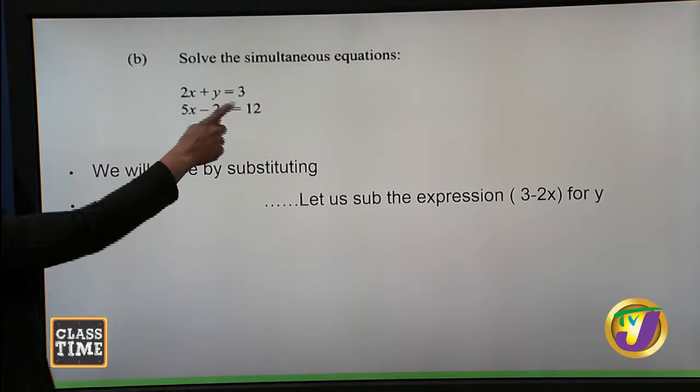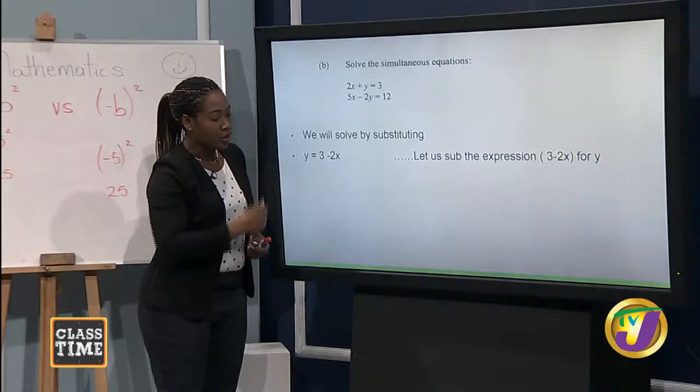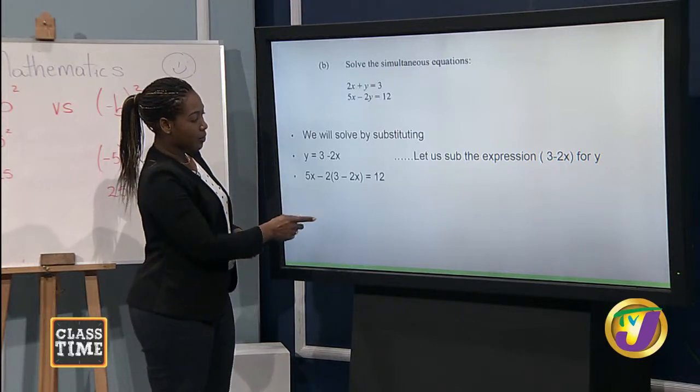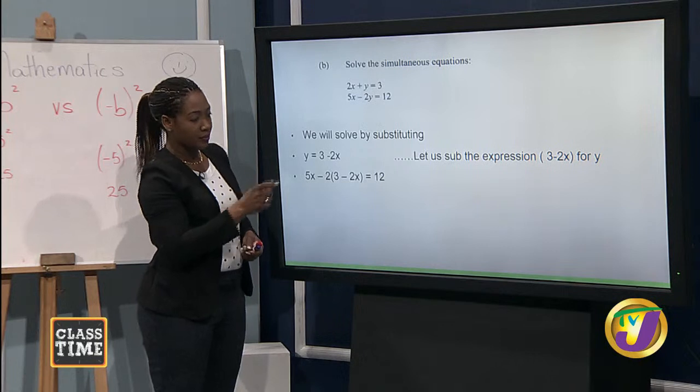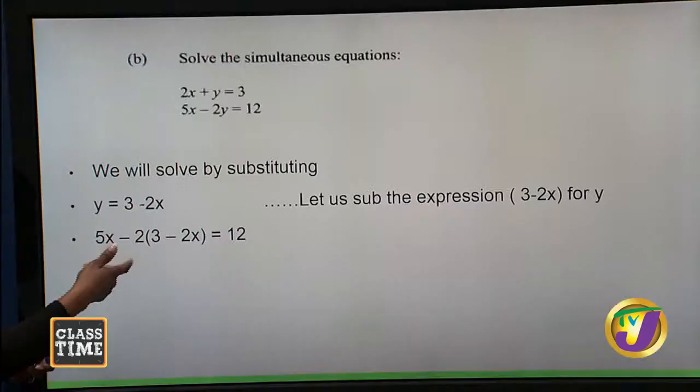So for the 2x plus y equals 3, we can rewrite it. We can transpose, making y the subject of that particular equation. So we can write an expression in terms of x, I should say. So y here is equal to 3 subtract 2x. So now what can we do? We can substitute the value of y for 3 minus 2x.